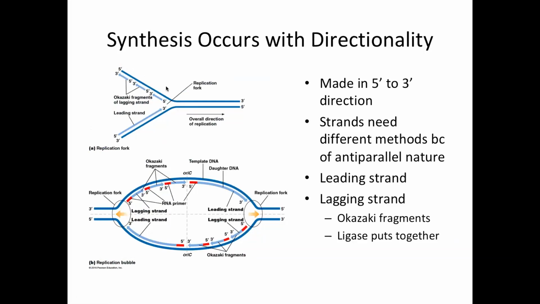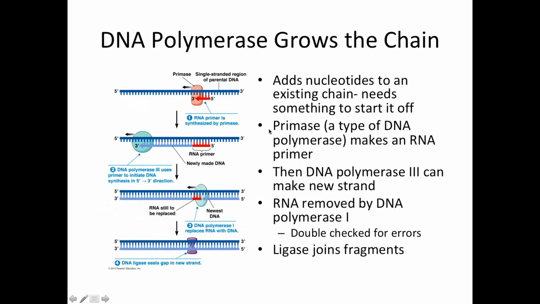Now these fragments need to be put together, and the enzyme called ligase is the one that puts these fragments back together. How does the DNA strand grow? It grows through an enzyme called DNA polymerase. DNA polymerase is going to add nucleotides to an existing chain. It cannot do what we call de novo synthesis, so it has to start with something, and that something is a primer. The primer here is made by RNA primase, so it's made of RNA nucleotides. And then the DNA polymerase can bind and grow the chain.